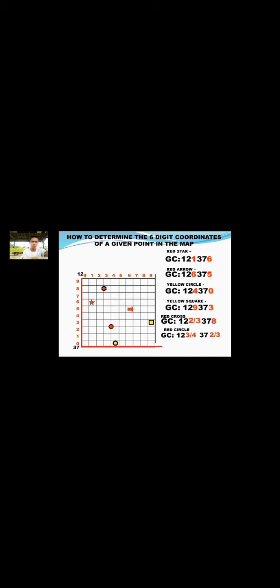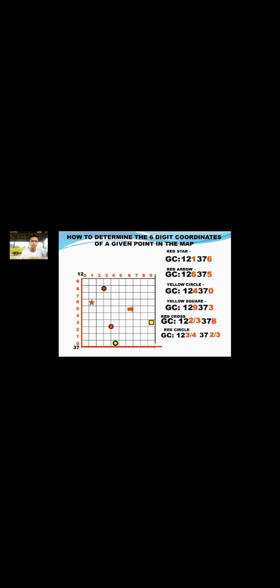First is the red star. Find the red star. The red star is in grid square 12 and 37. Find the 12 and 37, but use the red star. The star is in front of the 6 and the 1. So here it is.